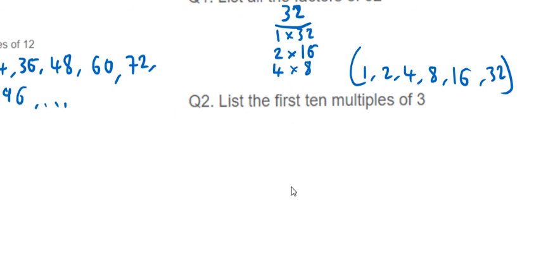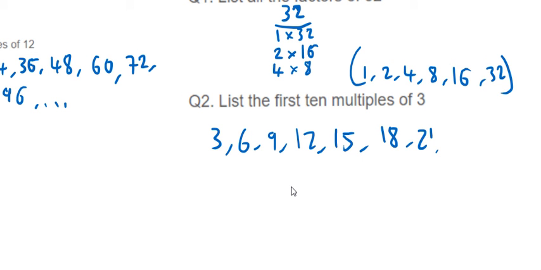Then, list the first 10 multiples of 3. Really all we're doing is listing out our 3 times tables. So 3, 6, 9, 12, 15, 18, 21, 24, 27, and 30. There are 10 there, so that's the first 10 multiples of 3.